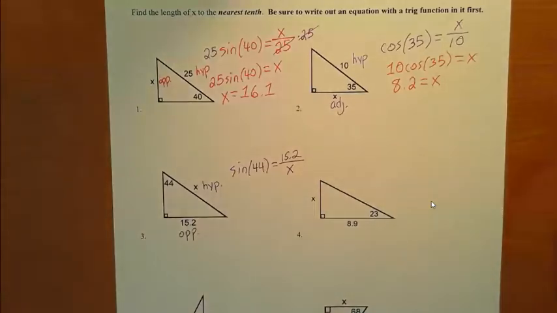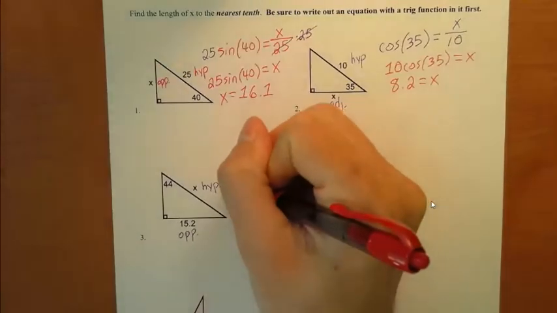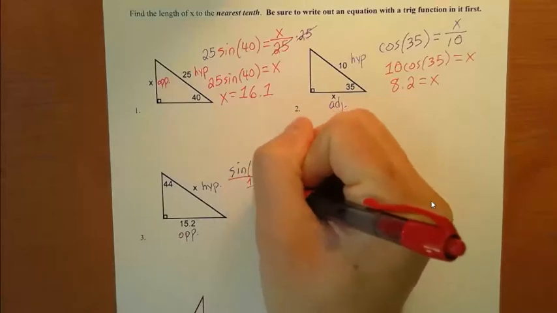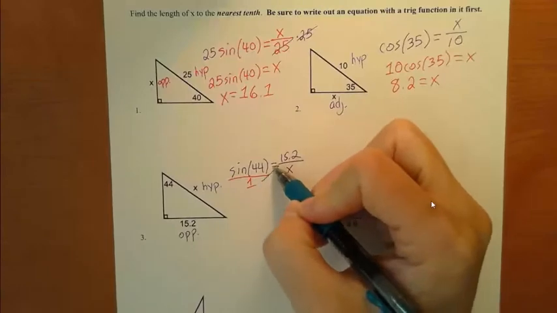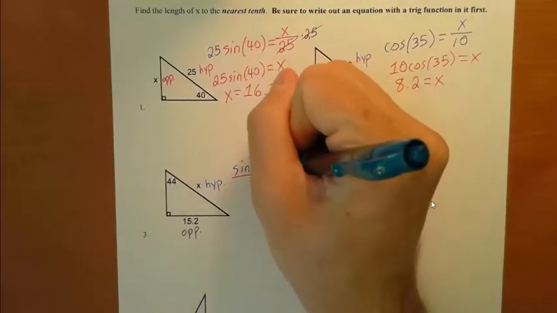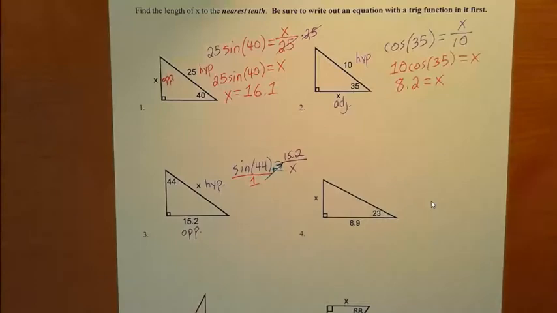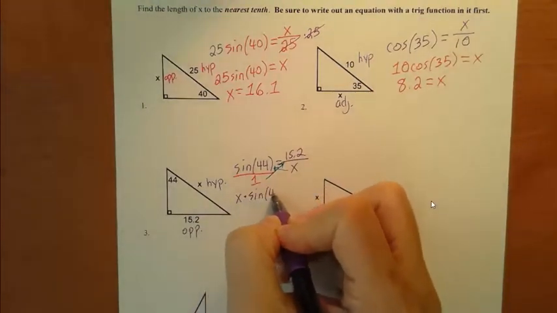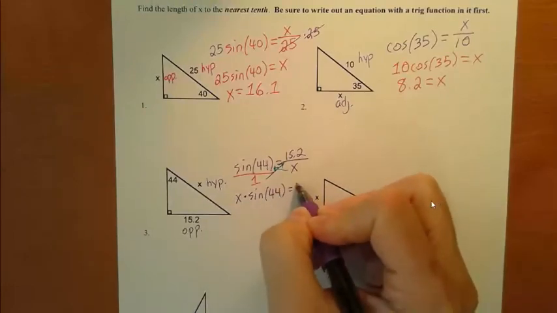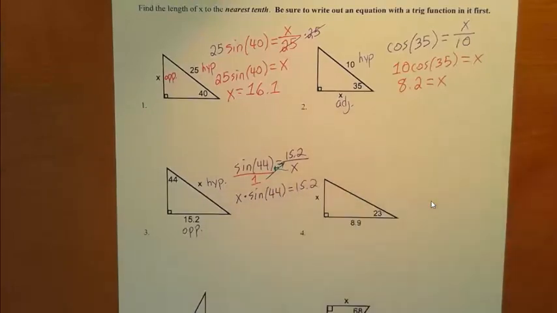So right now we can't multiply by 15.2 on both sides to get any closer to our answers. We have to use a different strategy. To me, the best strategy is to do something we're familiar with, and that'd be making it into a proportion. So I would put the left side over 1, and I would be doing 1 times 15.2 and x times sine of 44. That would give us x times the sine of 44 equals 15.2.